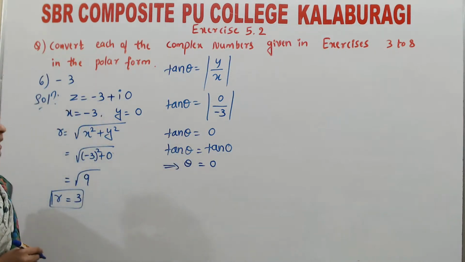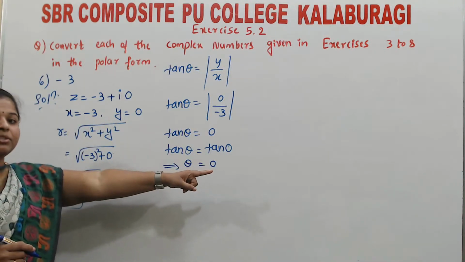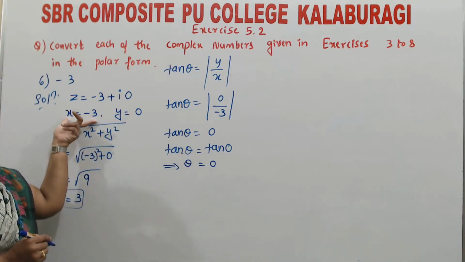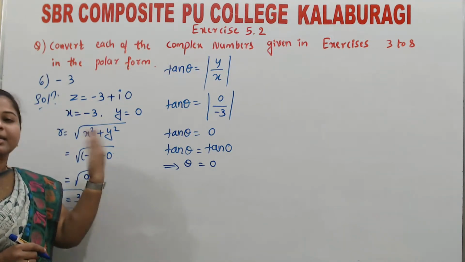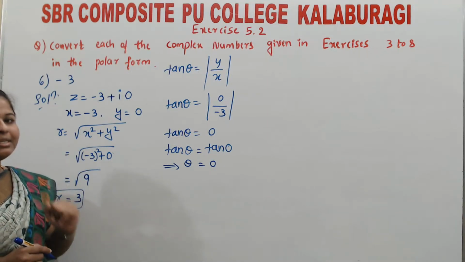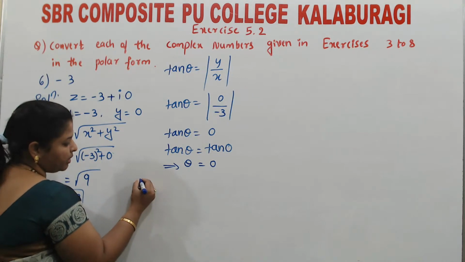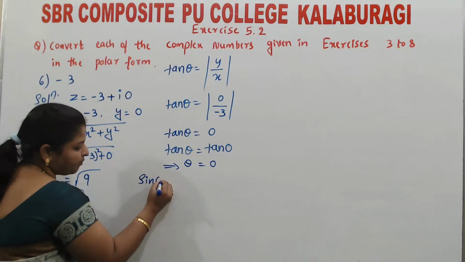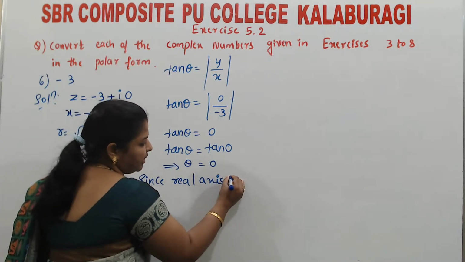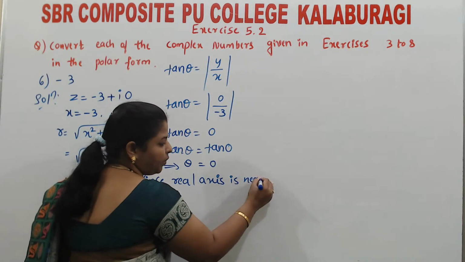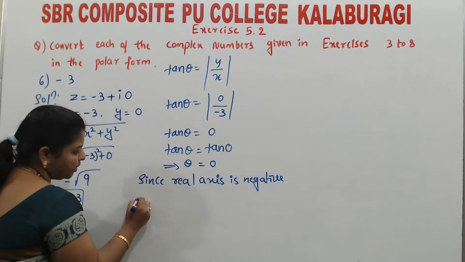Angle is 0, right? Here the real axis, they already mentioned, real axis is negative. I said that first only, right? If the real axis is negative, then the argument exists in the second quadrant, right? Argument exists in the second quadrant. Therefore, first we write here: since the real axis is negative, okay. Real axis is negative.